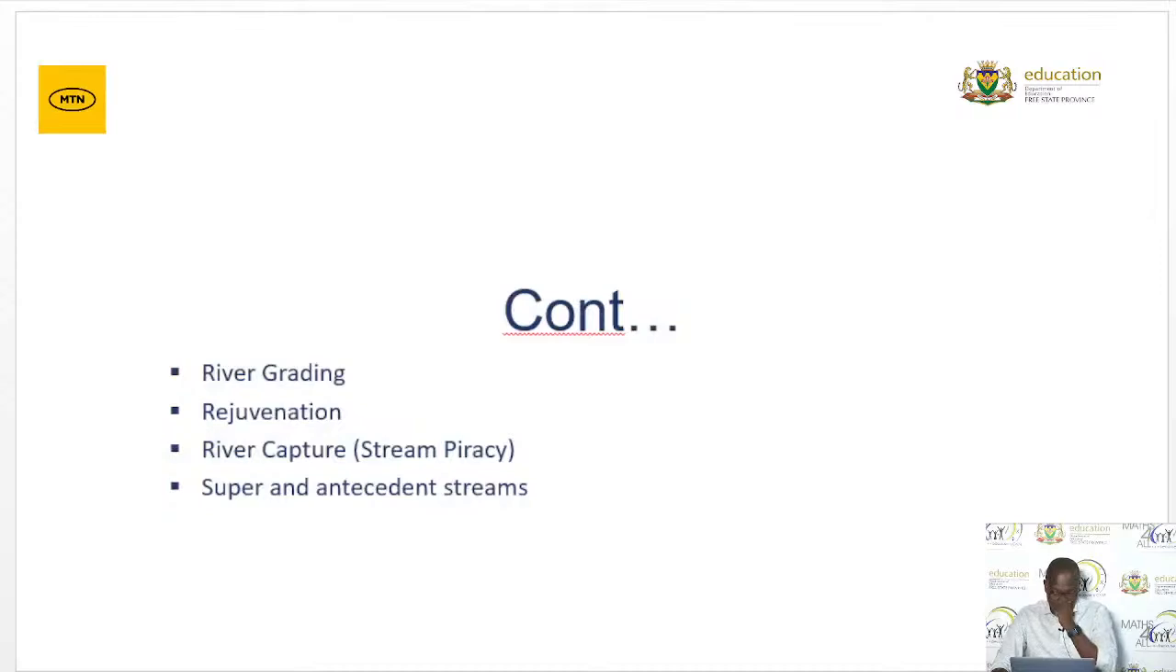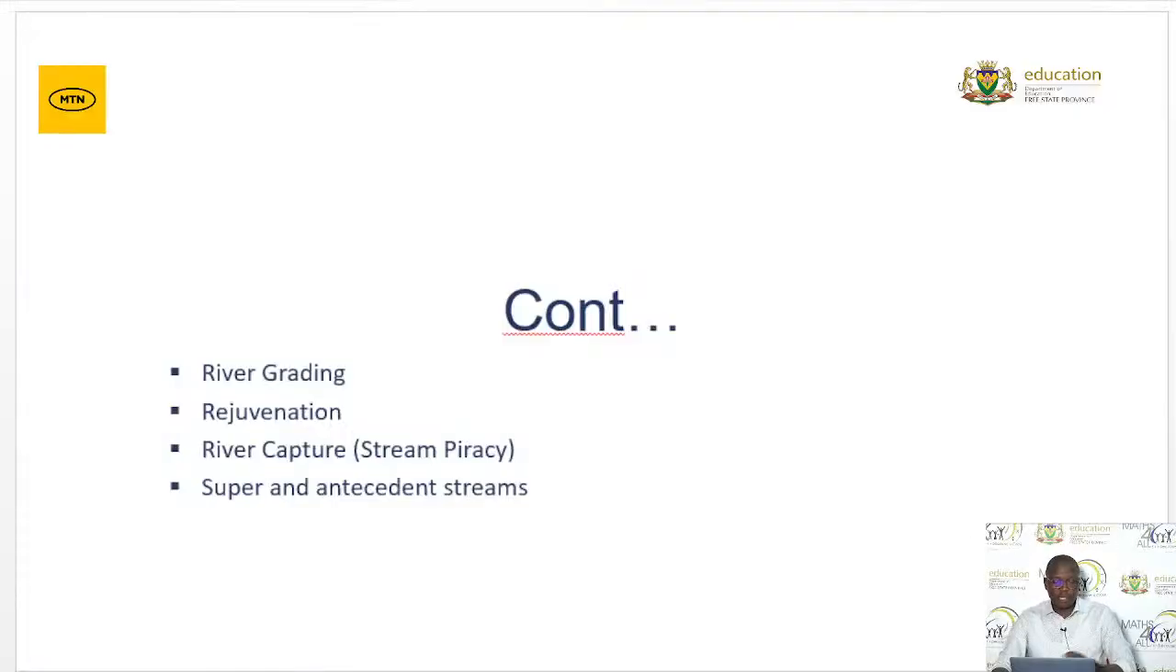So you must be able to explain what's going to happen to the community around, what's going to happen to farming, and then also what's going to happen to domestic use of water around the area. And on the other side, there will be enough water because now that river has stolen the water from the other side. And then we're having superimposed and antecedent streams, which are also two very important concepts. One must be able to explain or differentiate between superimposed and antecedent stream patterns, which is very important.